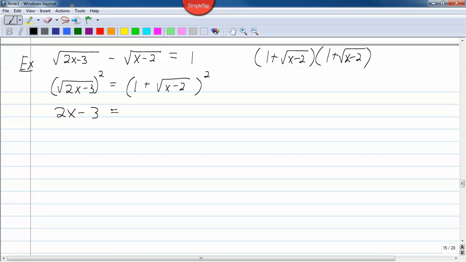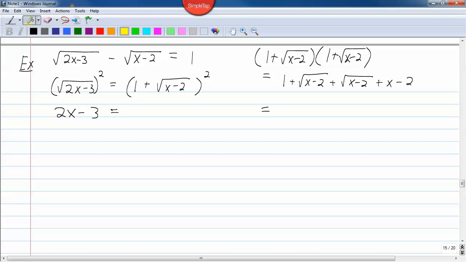Always. If you have more than one term, you're going to have to FOIL it out. So I'm going to multiply this whole thing. Multiply first terms, so that's 1. Multiply outer terms, so that is a plus 1 times the square root of x minus 2. Multiply inner terms, that is a plus 1 times the square root of x minus 2. Now multiply the last terms. When you multiply a radical times itself, you simply get what's under the radical. So plus x minus 2.